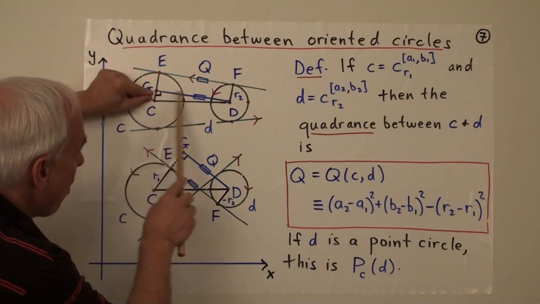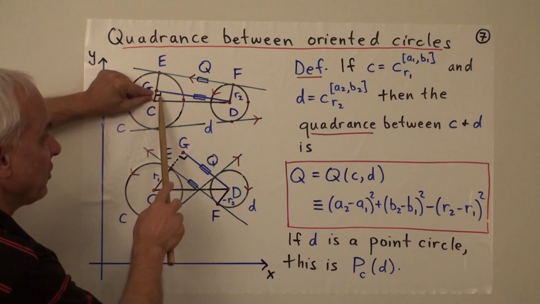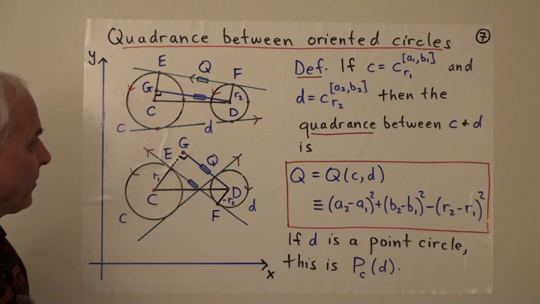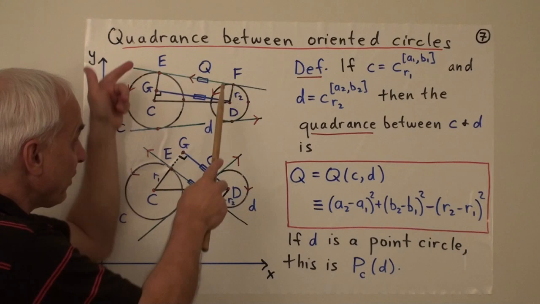So this quantity here, what we're calling Q, is one of the shorter sides of this right triangle. So its quadrance is going to be the hypotenuse quadrance, which is this, minus this little quadrance here, which is r2 minus r1 squared. So in this case here, this expression exactly captures the idea of what the tangential quadrance between these two circles is.